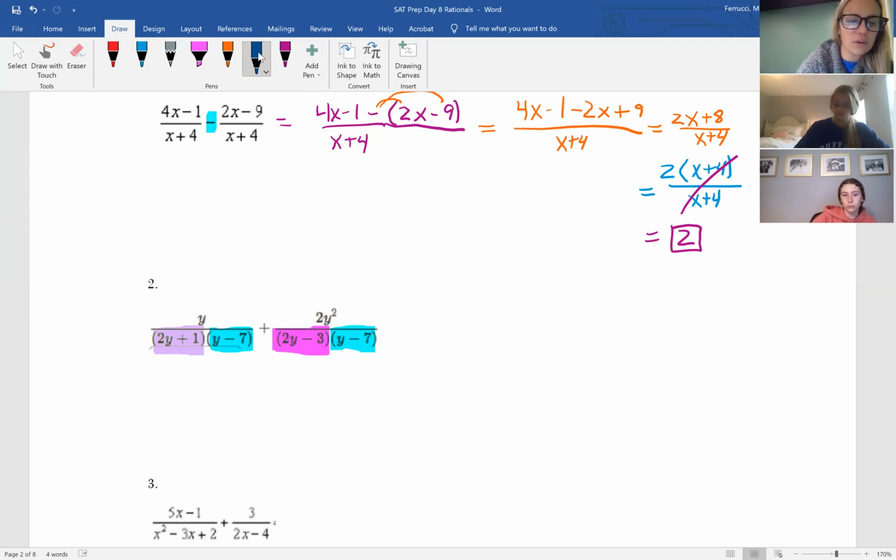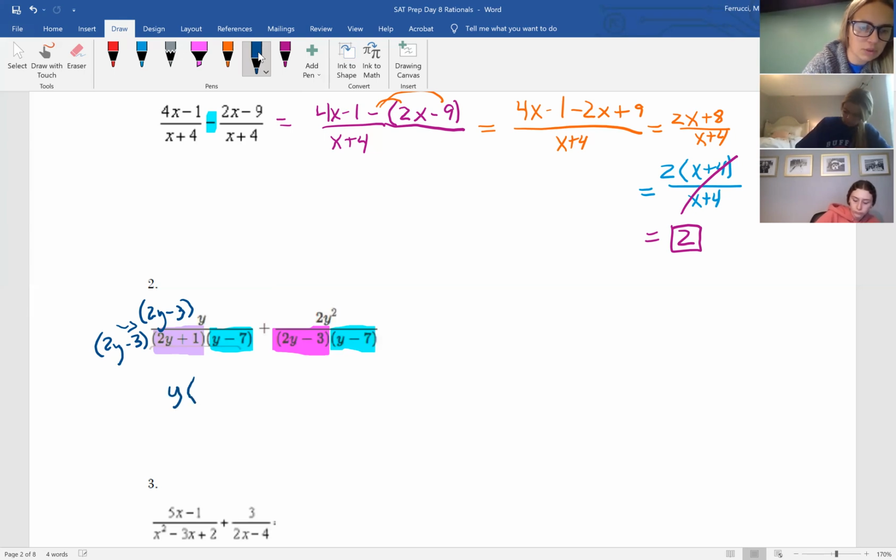So looking at this first one here, this one has 2y plus 1 and y minus 7. The other one already has a y minus 7, but it also has a 2y minus 3. So you are going to multiply both the top and the bottom by 2y minus 3. So what it looks like for that first one is y times 2y minus 3 all over 2y minus 3 times 2y plus 1 times y minus 7.